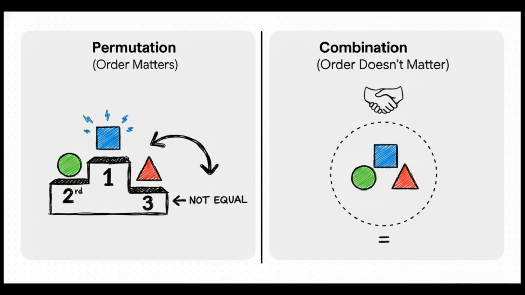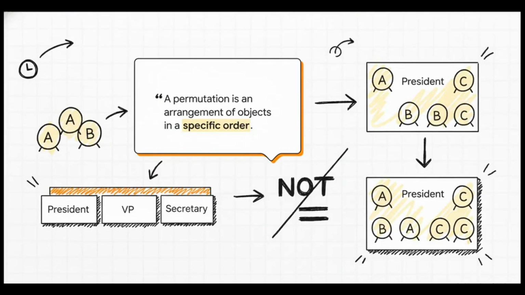Let's dig into what that really means. So a permutation is all about arrangement in a specific order. The best way to think about this is electing people to specific jobs. Like a president, a vice president, and a secretary. It absolutely matters who gets which job, right? Person A as president and person B as VP is a totally different outcome than person B as president and person A as VP. The order is everything.